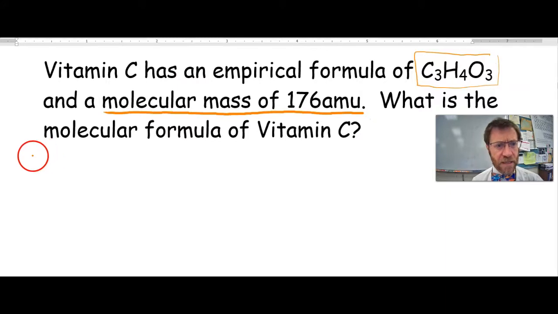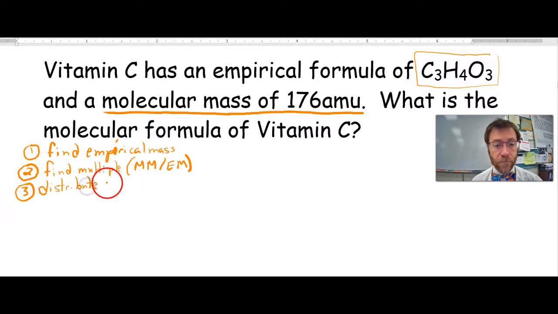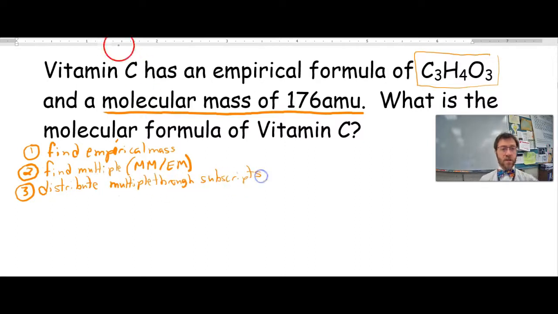So I'm going to write out my plan here, because writing out a plan is usually a really good thing so we don't get lost when we're doing our math. So first, I'm going to find the empirical mass. The second thing I'm going to do is find the multiple: molecular mass divided by empirical mass. And then the third thing, the easiest thing, is I'm going to distribute the multiple.